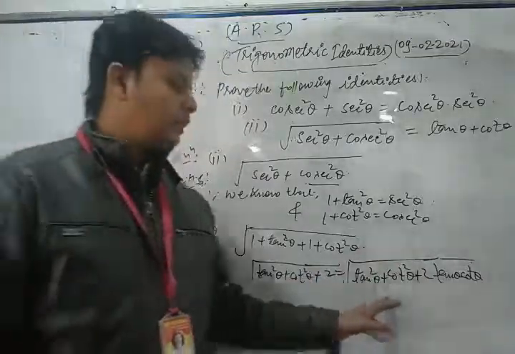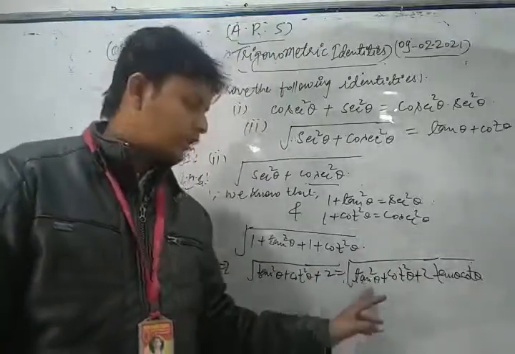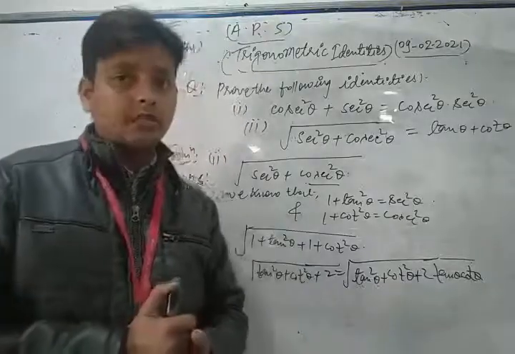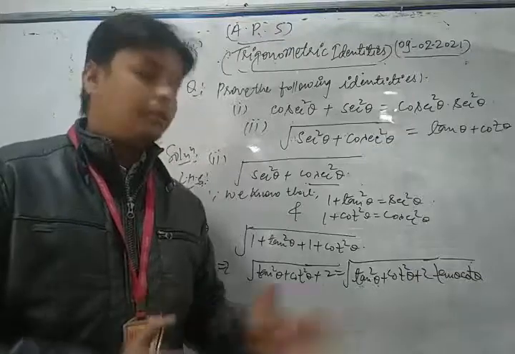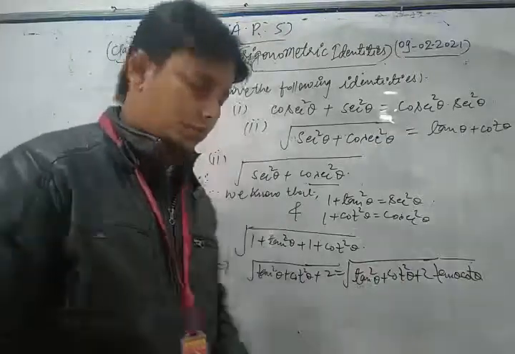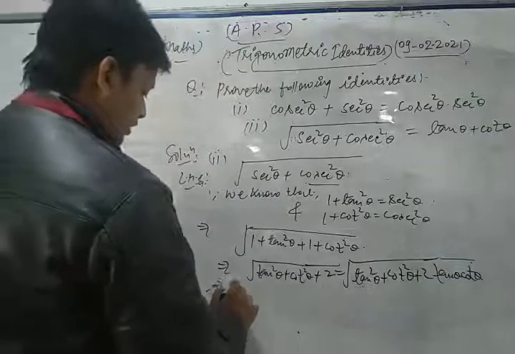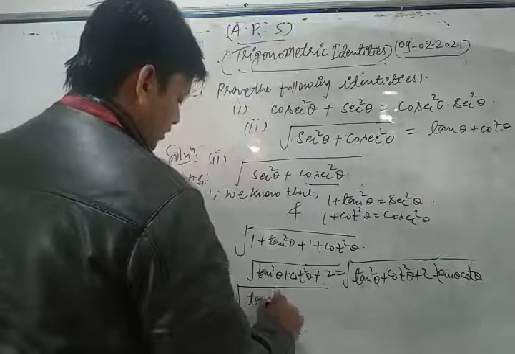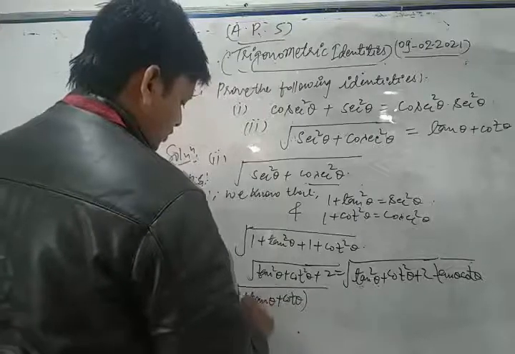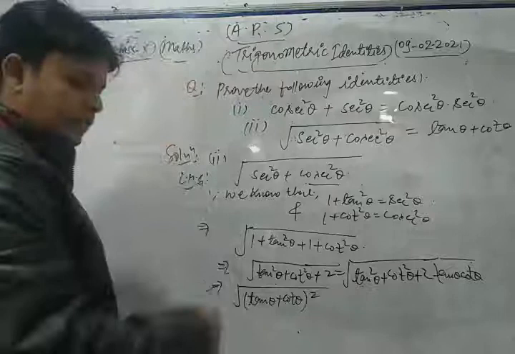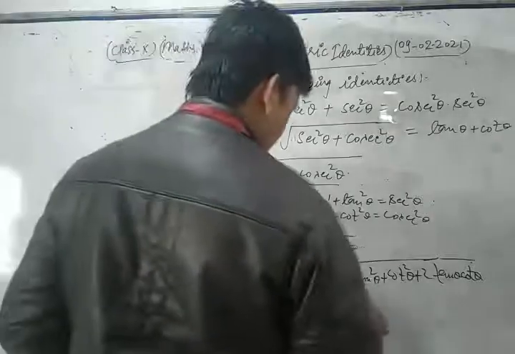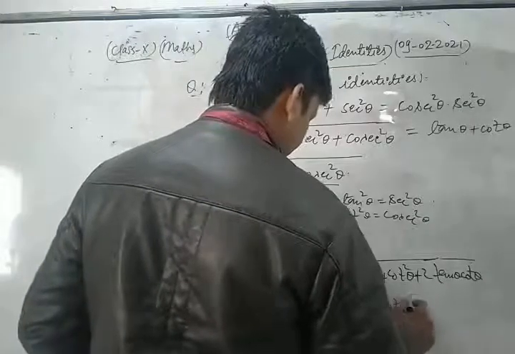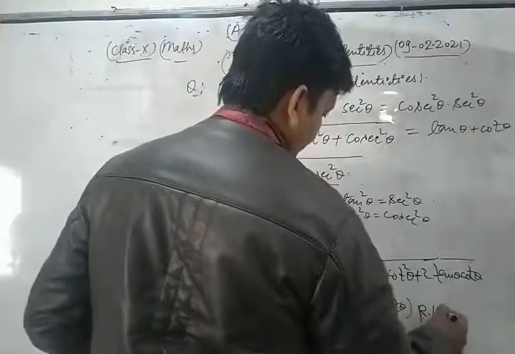Now look at this expression: tan square theta plus cot square theta plus 2 tan theta into cot theta. Then we can write it as a plus b whole square, meaning tan theta plus cot theta whole square. So we take the square root from both sides, and we get tan theta plus cot theta. Hence we proved the RHS.